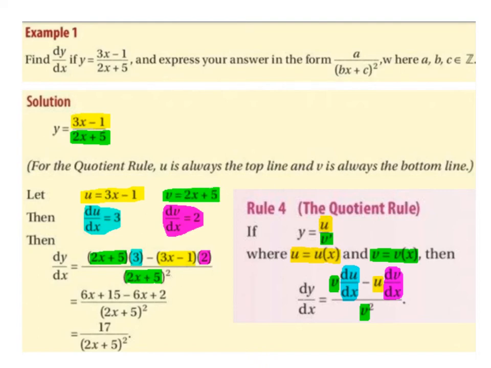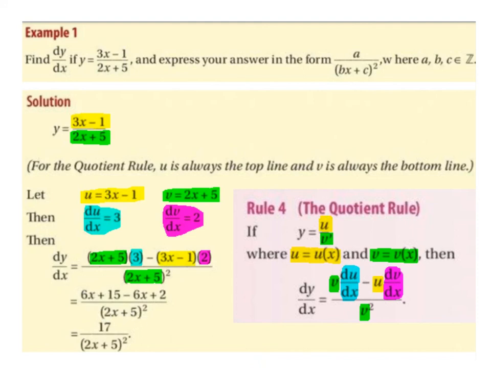Next we multiply out the brackets. 2x multiplied by 3 is 6x. And 5 multiplied by 3 is 15. Then minus times 3x times 2 is minus 6x. And minus times minus 1 times 2 is plus 2. And we still have 2x plus 5 squared on the bottom.